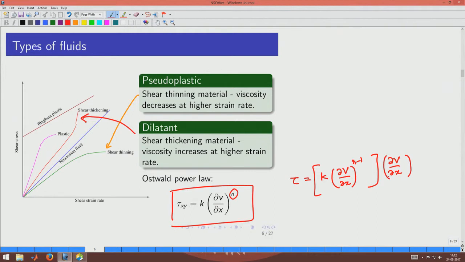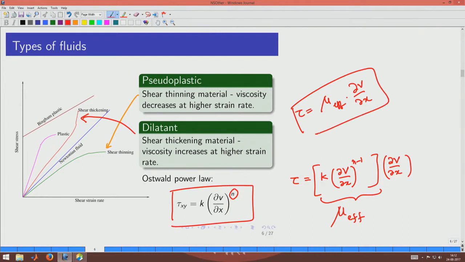So, you could write in this form, so that I have just not done anything except split the term with power n as two terms, one with power n minus 1, another as just power 1, and now you could think of this as effective viscosity. Which means that the effective viscosity is now a function of the strain rate, and then you could think of this tau as mu effective times dou v by dou x.